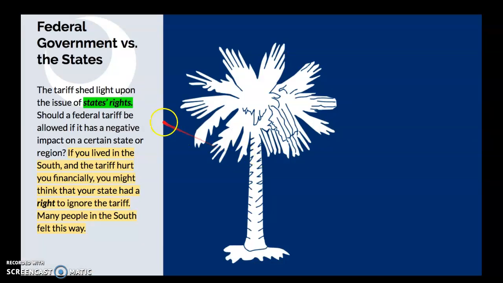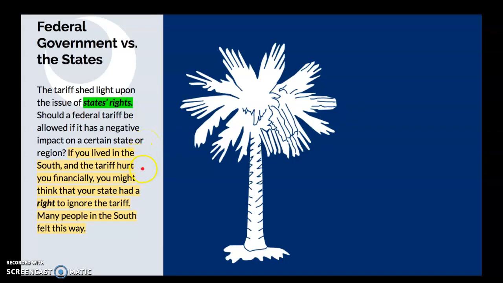All right, federal government versus the states. So this whole issue of the tariff shed light upon the issue of states' rights. This is going to be a major, major important term that we're going to be using going forward between now and the rest of the year. So should a federal tariff be allowed if it has a negative impact on a certain state or region? That was a debate at the time.